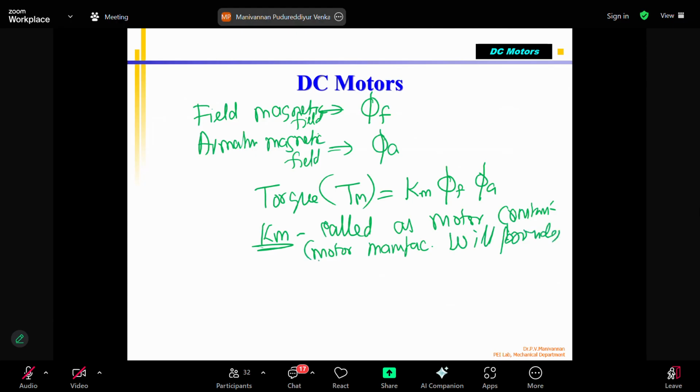That means now we know that this is proportional to IF, which is the field current. This is proportional to IA, the armature current. This is proportional to the field current, correct? And this is proportional to the armature current. Okay.